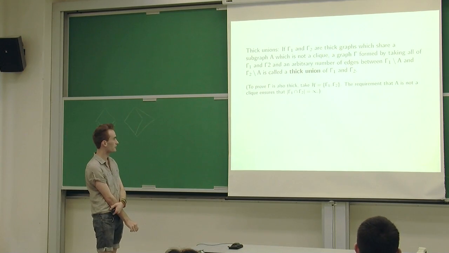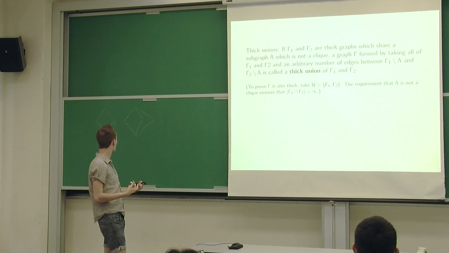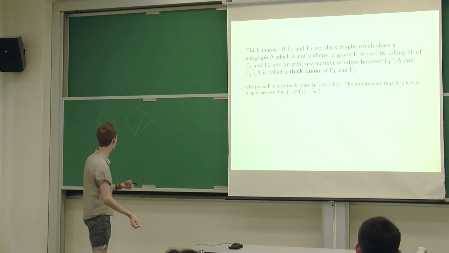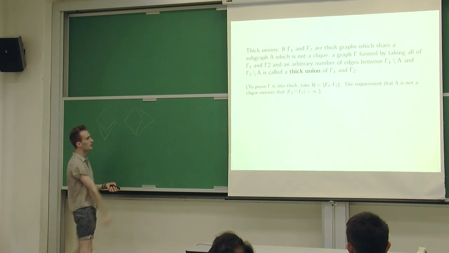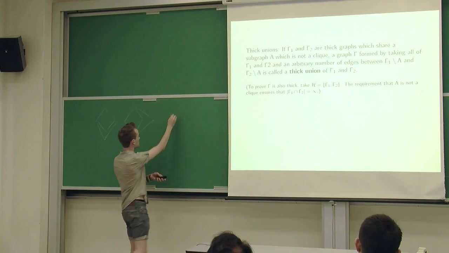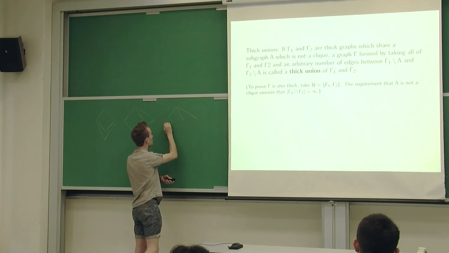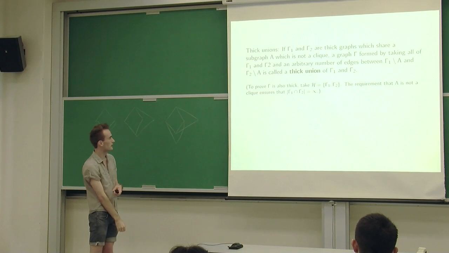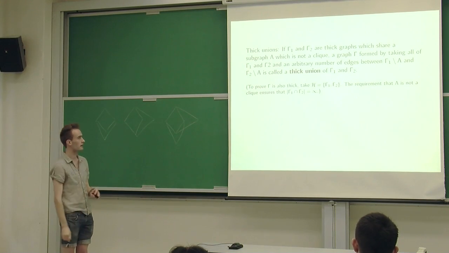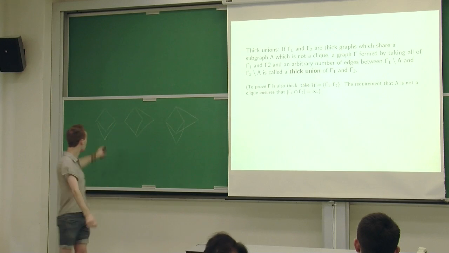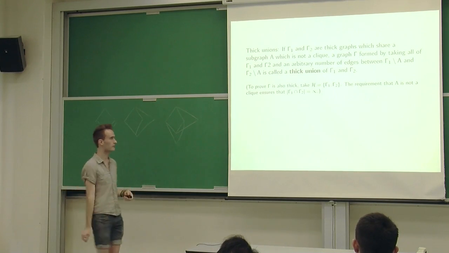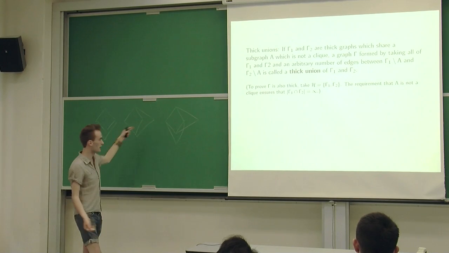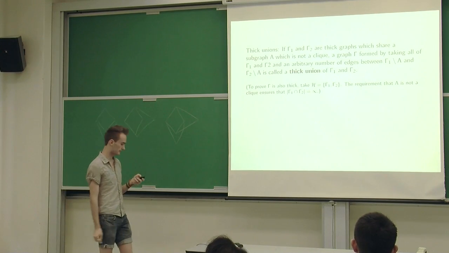A graph Γ formed by taking both of them together and arbitrarily any edges between, for example, you could connect this vertex and this vertex because they're not in an overlap. The graph that you get, which is like this, is called a thick union of both of those graphs. And to prove that it's thick, you can take each of these subgraphs to correspond to your subgroups. And the requirement that their overlap is not a clique ensures that their intersection is infinite.